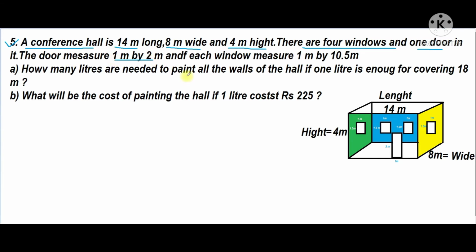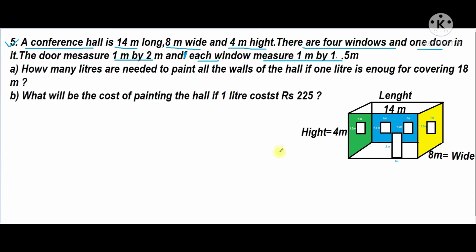The four windows have length 1.5 meters and breadth 1 meter. There are four windows, okay. Except for these windows and the door, we need to paint the wall, right?